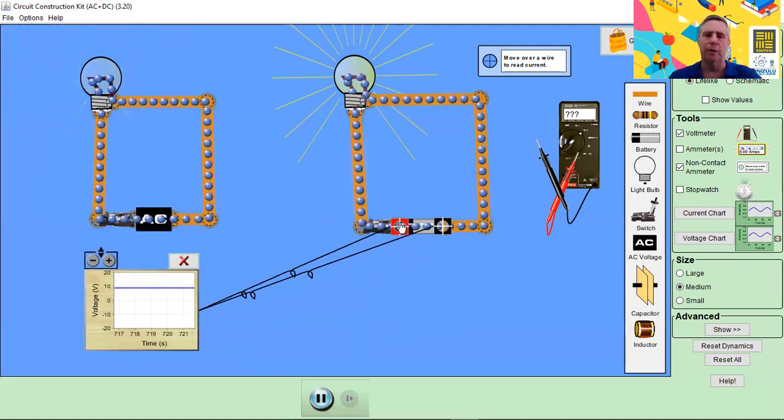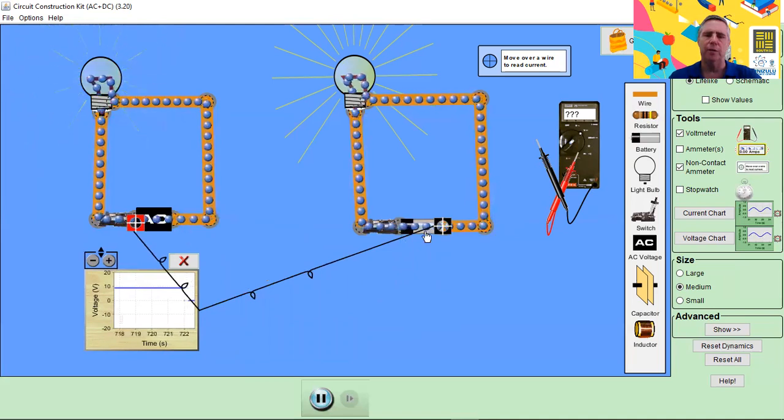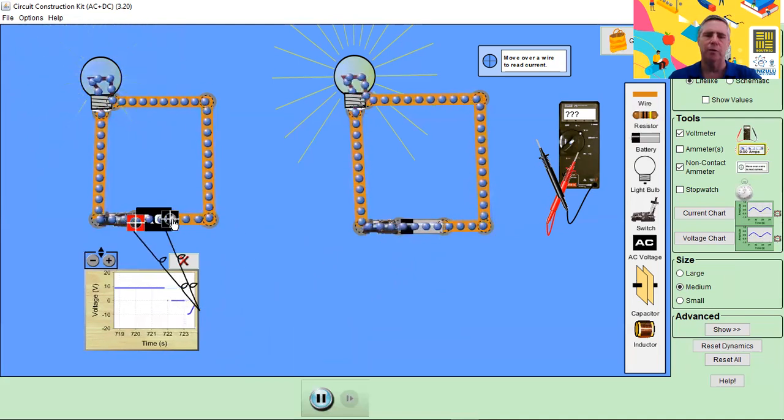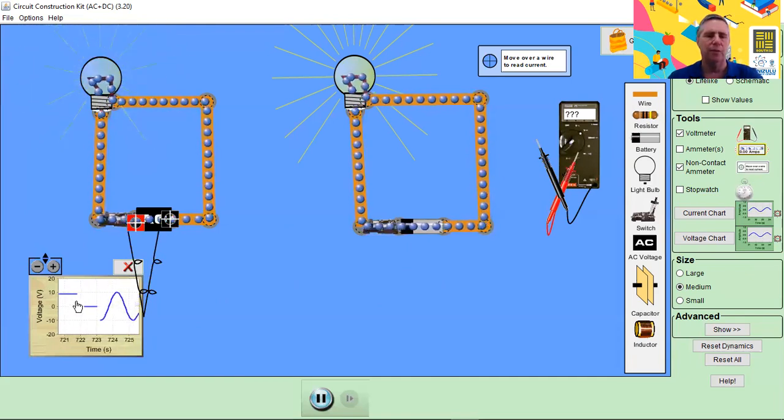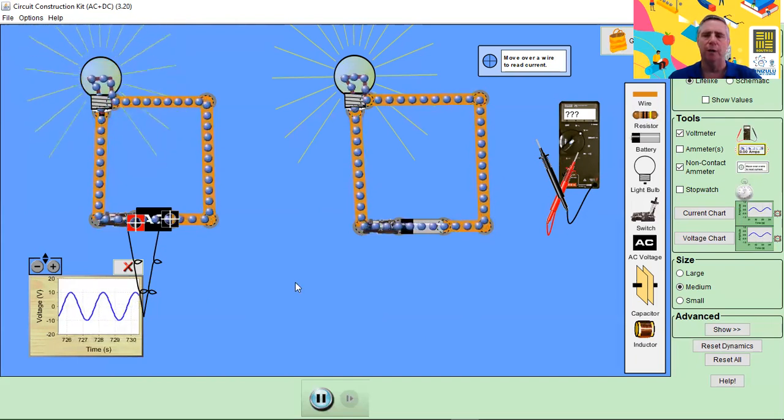Let's connect it on the AC side, and we see something quite different. We see a voltage that varies over time. And you can see here that sine wave, that the voltage goes from a maximum positive of +10 to a maximum negative of -10, and it varies over time.